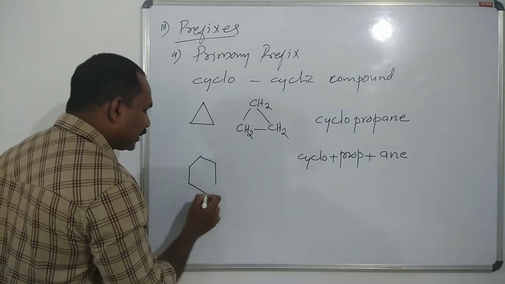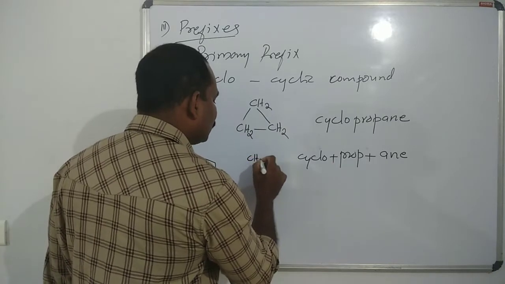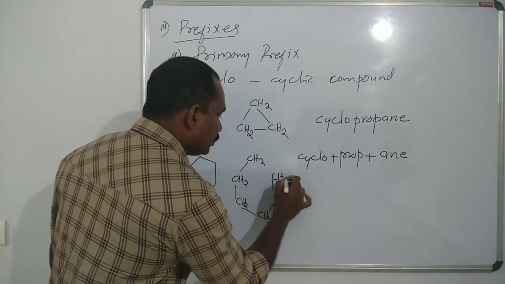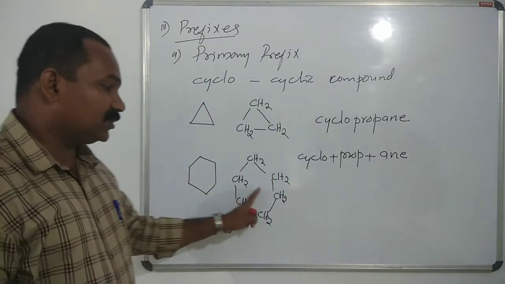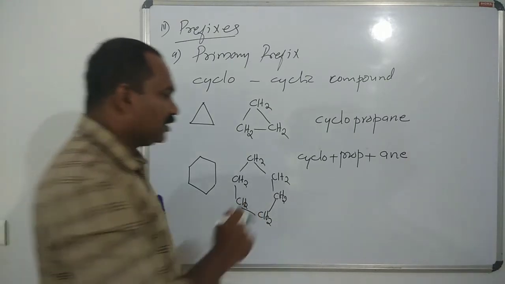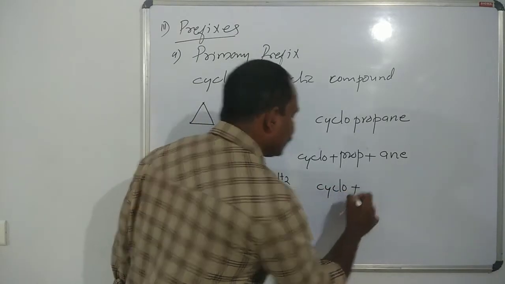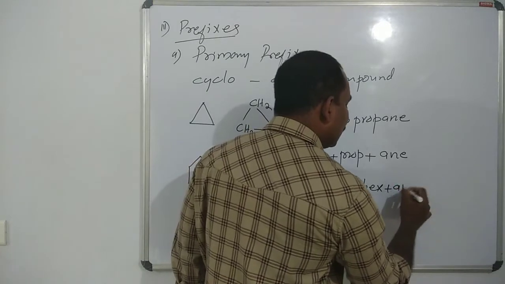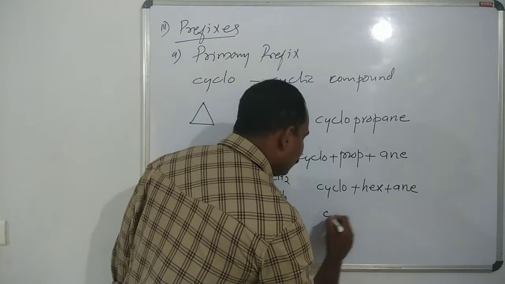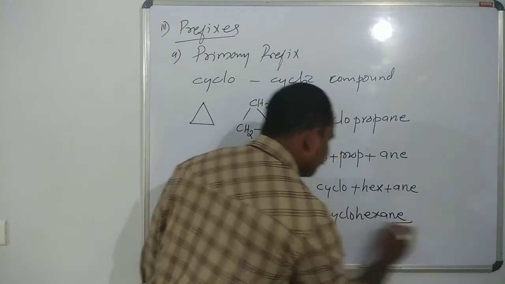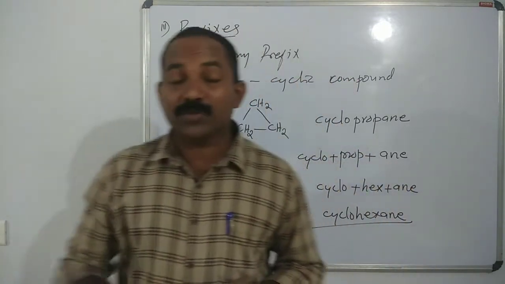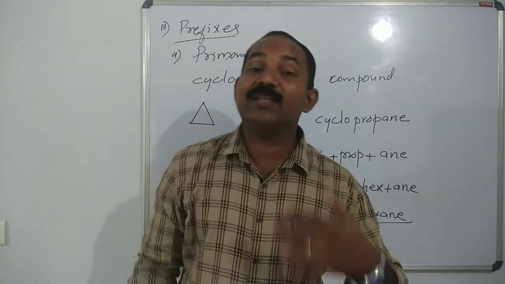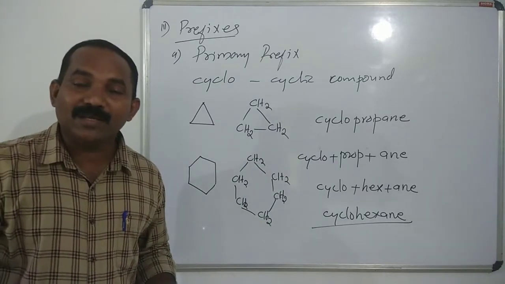Similarly, cyclohexane. CH2, CH2, CH2, CH2, CH2, CH2. This is the simple bond line structure. It is the condensed structure for cyclohexane. For a cyclic compound we use cyclo as a prefix. Six carbon atoms, so we use hex as the word root, and the molecule is saturated, so ANE. What is the name of this molecule? Cyclohexane. Sorry, the primary prefix is very simple. Cyclo is used for a cyclic compound: cyclopropane, cyclobutane, cyclohexane, cycloheptane, like that. Hope you understand the prefix cyclo.